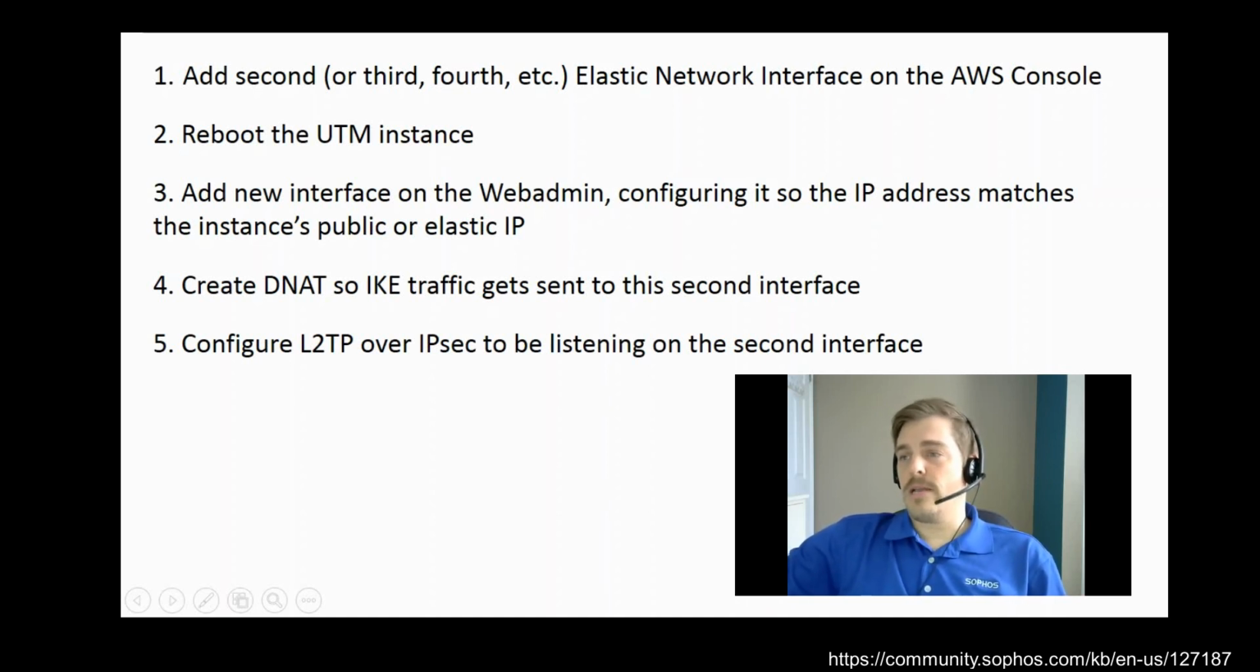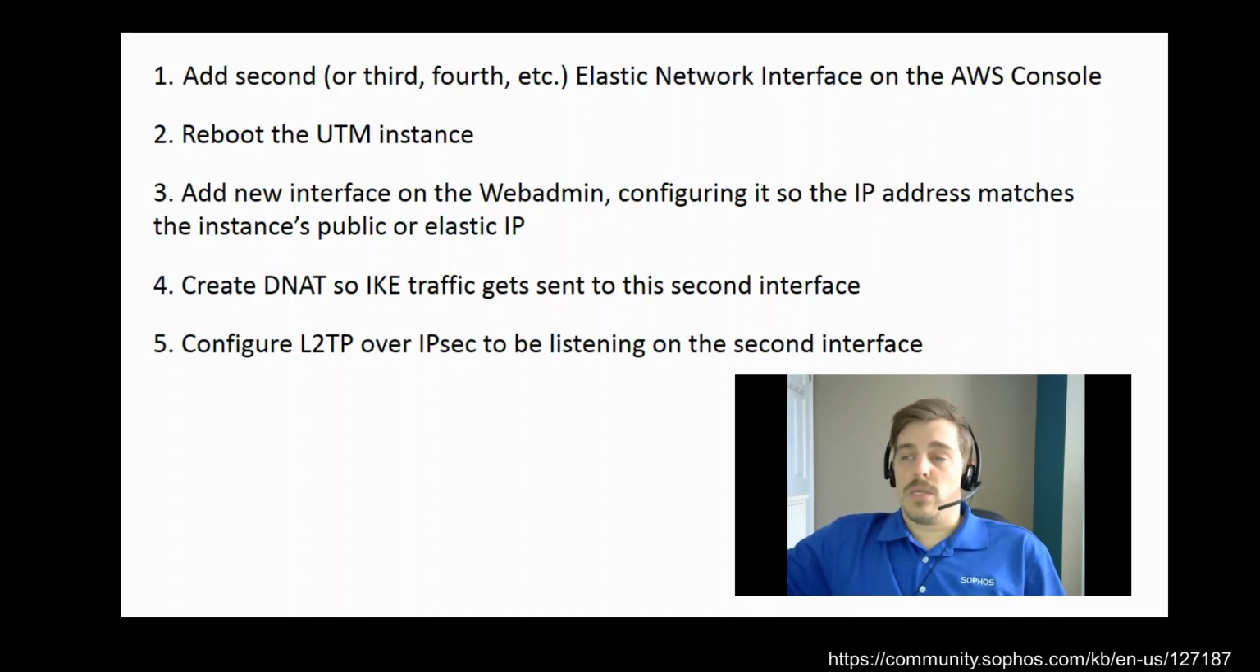Fifthly and lastly, we're going to go into the remote access settings, and we're going to tell the UTM to listen for L2TP over IPsec on this new additional or second interface. And that's it. So what's going to happen is IKE is going to be incoming from the client. It's going to hit the UTM's primary WAN interface. The UTM will then forward that to an interface that has the public IP address or the elastic IP address on the hypervisor.